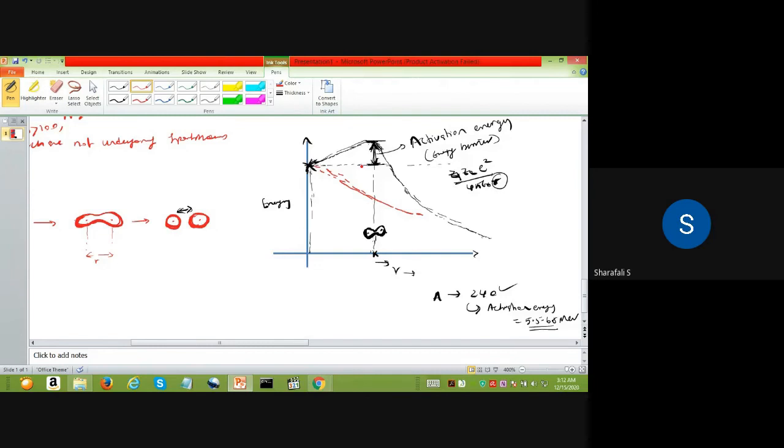In such nuclei, nuclear fission happens spontaneously without any external energy supplied. But in some nuclei, they have this energy barrier, and we have to provide some energy, then only nuclear fission will happen.